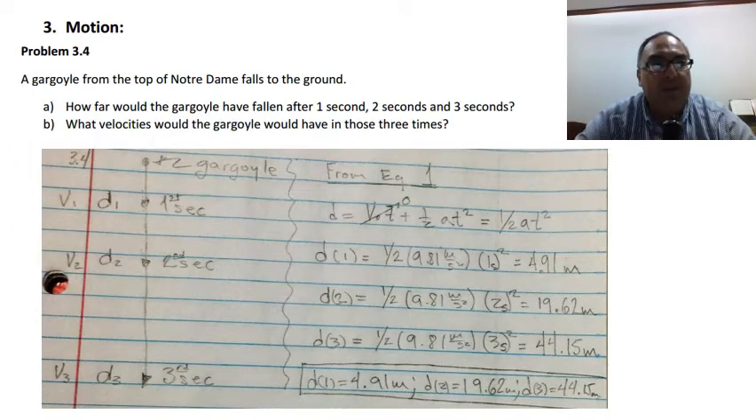In this one, it says a gargoyle. Whoa, those from the Notre Dame. It falls to the ground because it was an old building, right? The French, sometimes they don't do the maintenance. They do, but just bear with me.